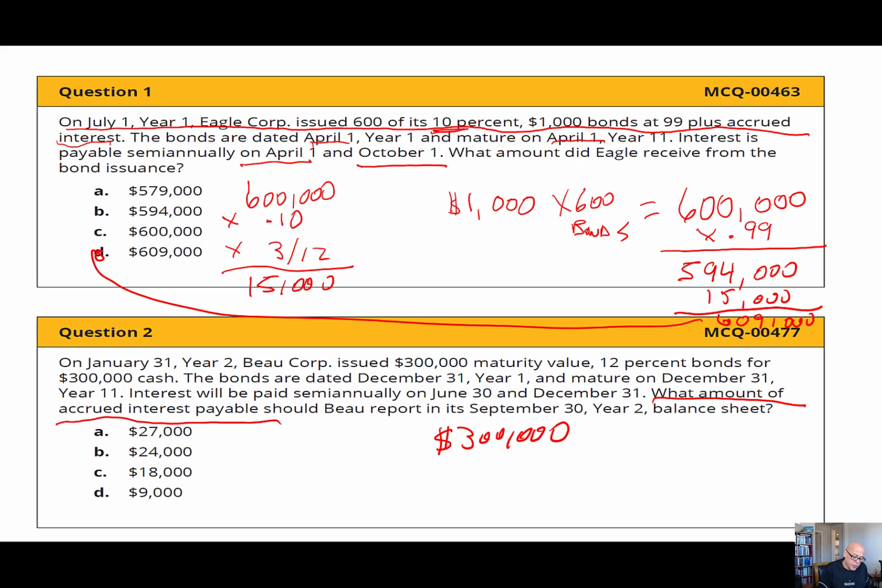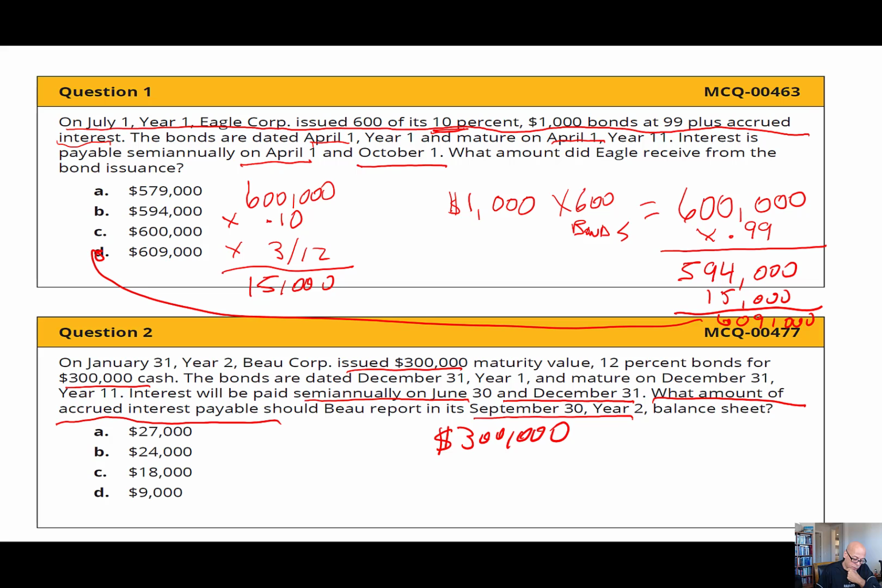Okay, the bonds are dated, right? 300,000, you get 300,000 cash, you issue them at face. The bonds are dated December 31st, year 1, and mature on December 31st, year 11. Interest will be paid semi-annually on June 30th and December 31st. What amount of accrued interest payable should we recognize at September 30th, year 2?